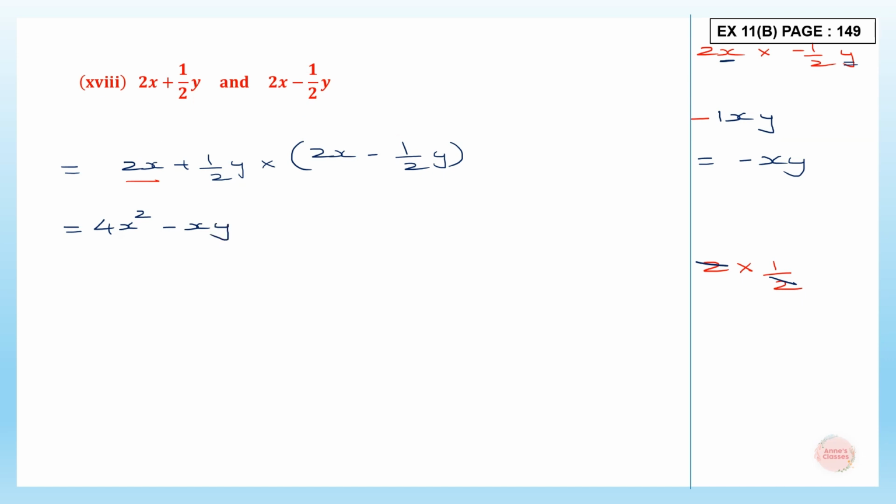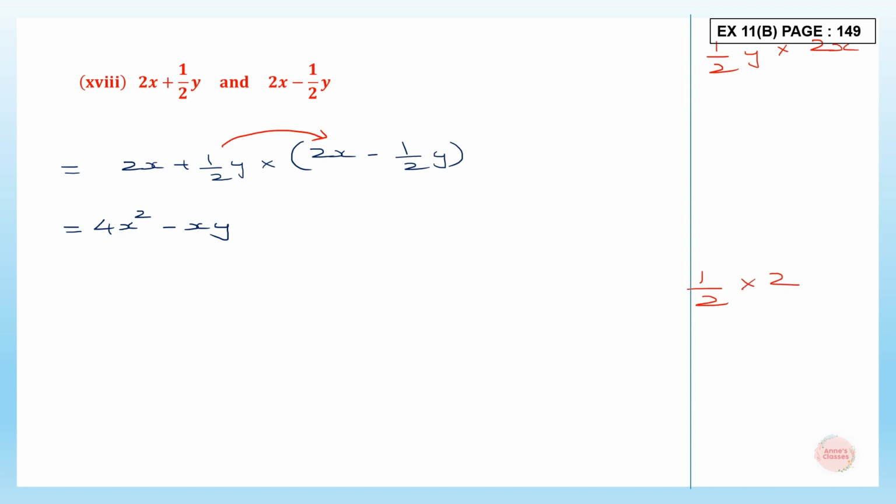We're going to multiply with 1 by 2y. So we are going to multiply the first one, that is 1 by 2y into 2x. So the numbers are 1 by 2 into 2. So the 2's will get cancelled, so we only have 1. Then we have y and we have an x. So 1yx or simply yx, or we can write it as xy. So that is plus xy. So this part is over.